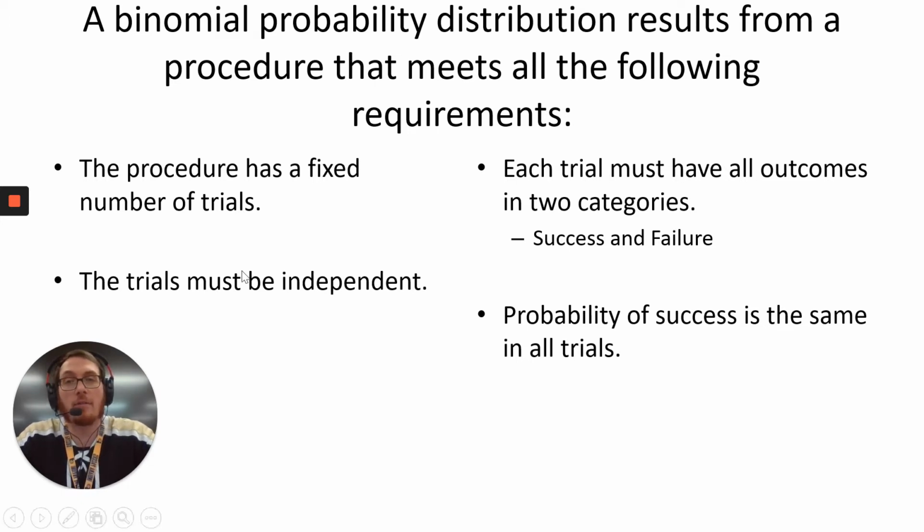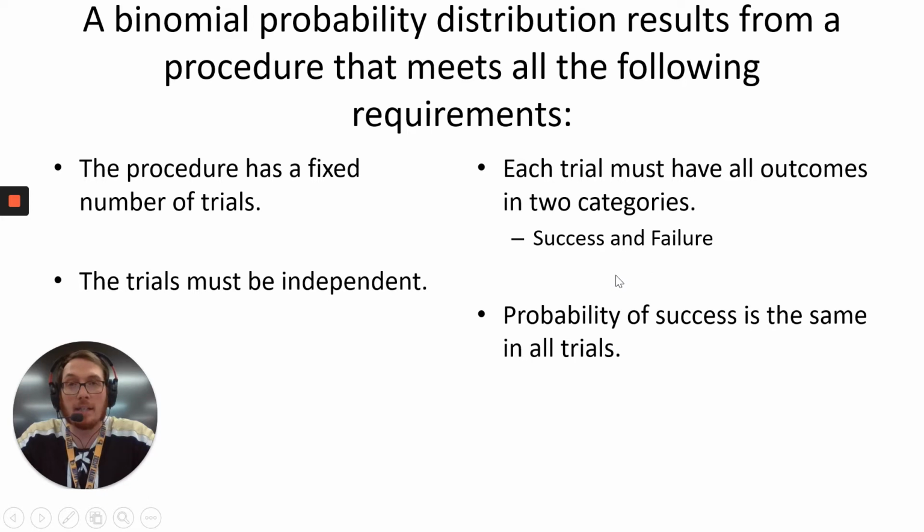First off, you have to have a fixed number of trials in your procedure. Like for example, tossing the coin so many times. Each trial must be independent, so it kind of has to be with replacement, or like a tossing of a coin. The first toss doesn't affect the second one. There can only be two categories, which is where the binomial idea comes into play. We only call them a success or a failure.